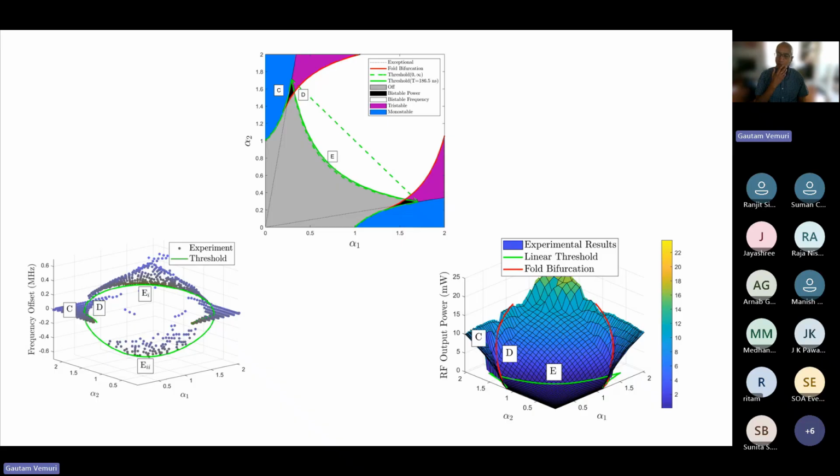So I'll just show you a few experimental results. But I keep reproducing this map because you can compare it to that. So here are the experimental results for these two coupled oscillators. And so here is the threshold in green. So that's for 186 nanoseconds. This is what that is. So you can see this piece here is that, and so on. The red is the fold bifurcation, and this color map is showing you what the RF output power is.